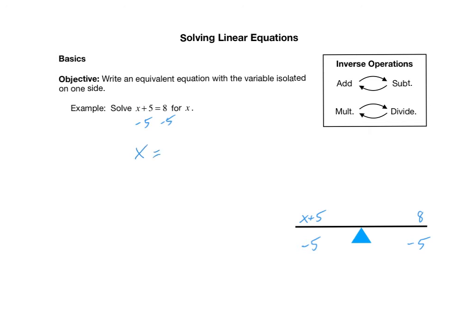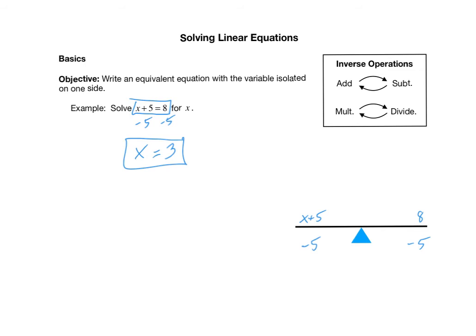And of course, 8 minus 5 gives us 3. This is an equivalent equation to this equation, but this equation is giving us the solution to this equation because x is now fully isolated. So we know that x is 3, and since they're equivalent, that means x is 3 up here as well. So x equals 3 is the solution to x plus 5 equals 8.